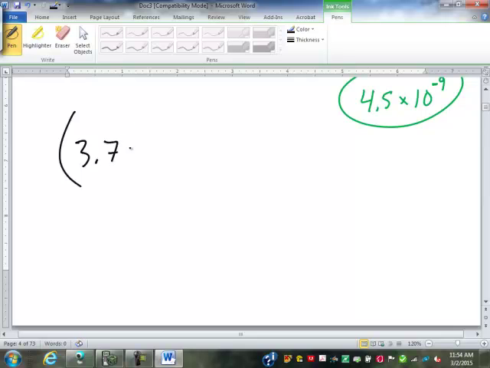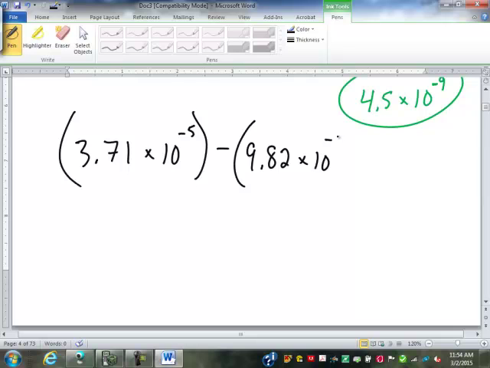So what if we have this? 3.71 times 10 to the negative fifth minus 9.82 times 10 to the negative sixth. Now, we said when we're doing addition that we generally change things to the larger power of 10. In this case, that can be a little tricky. Which one is the larger power of 10? Well, if you look really closely and analyze, negative 5 is actually bigger than negative 6. So this is going to stay 3.71 times 10 to the negative 5.